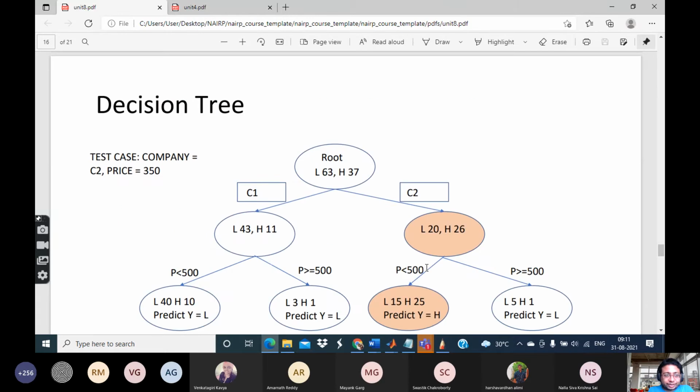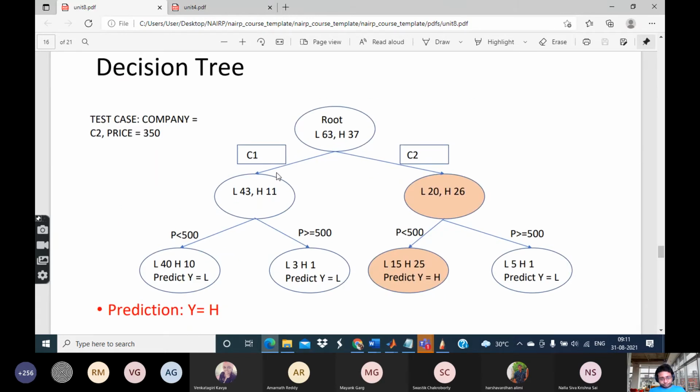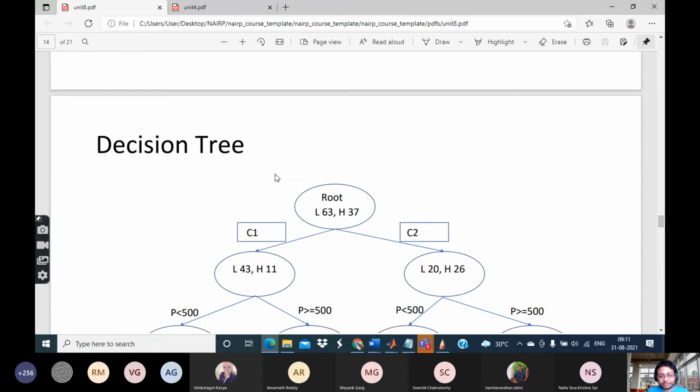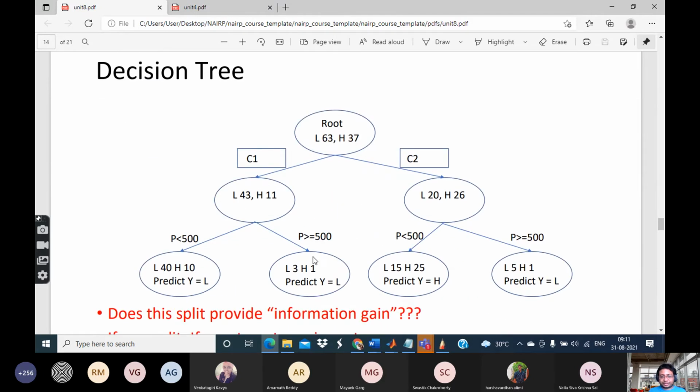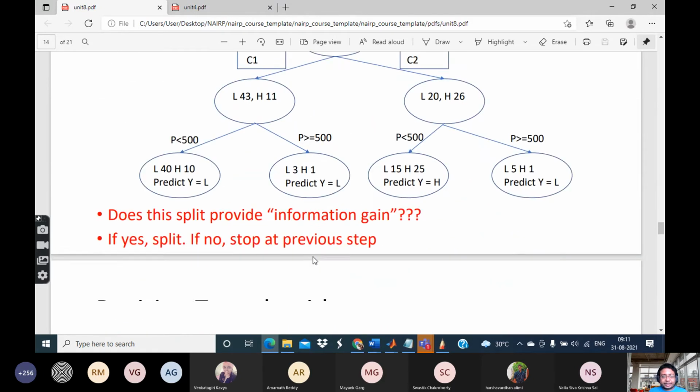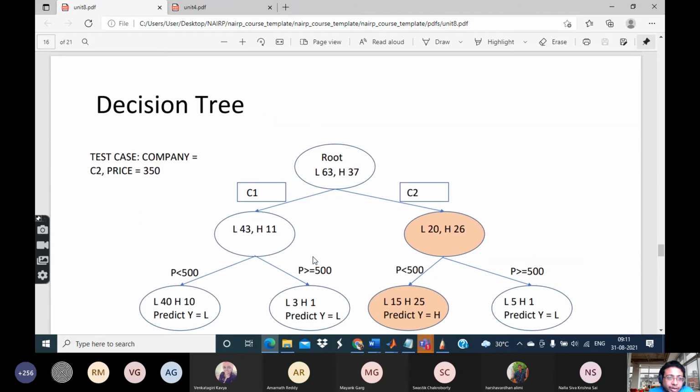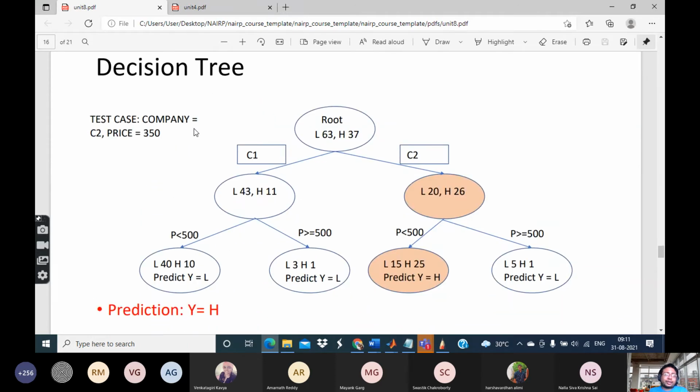So let us say that this is the decision tree that was built. This is the decision tree that has been built on the basis of the training set. Now a test case has come, a camera which is manufactured by company C2 and whose price is $350. So how do I classify it? Initially it has no information, so I place it here in the root category. At this point these numbers do not matter.